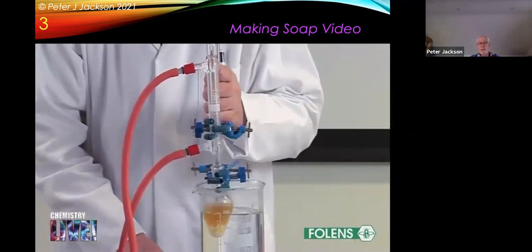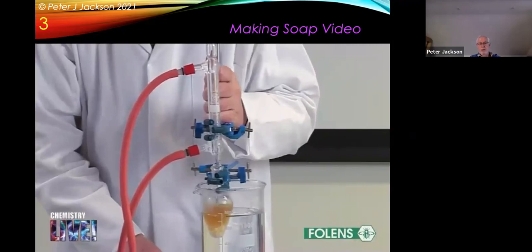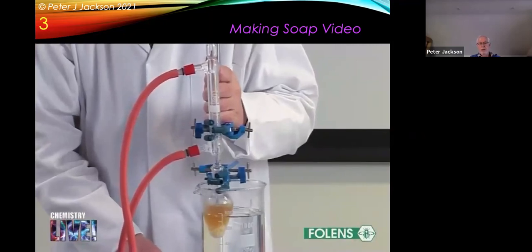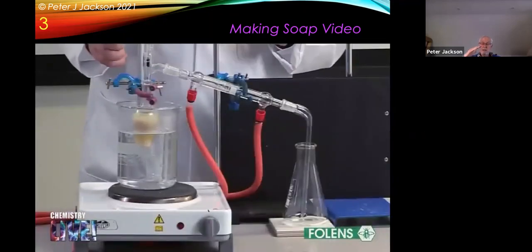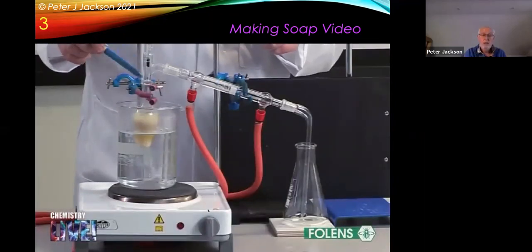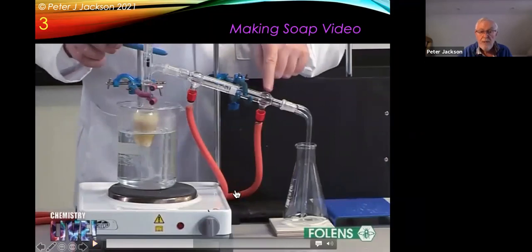Allow the apparatus to cool and rearrange it for distillation. At this time, we're going to put the condenser. We are now going to distill off most of the ethanol solvent. And once again, water in at the bottom, out at the top. That will normally get you 3 marks. So be sure of that.